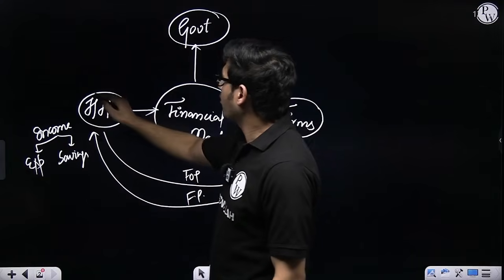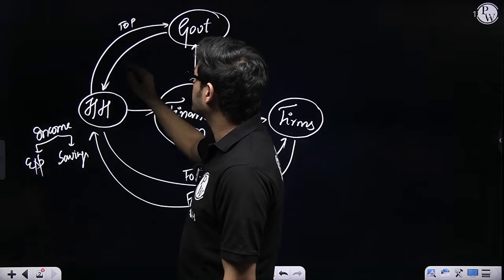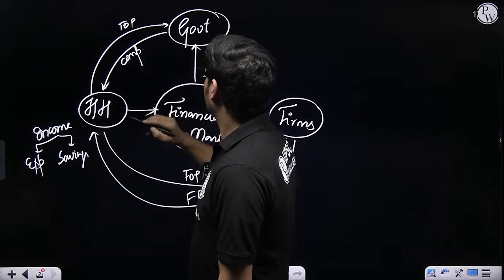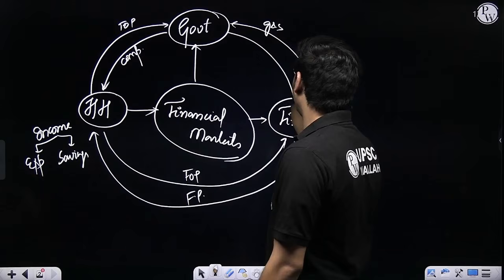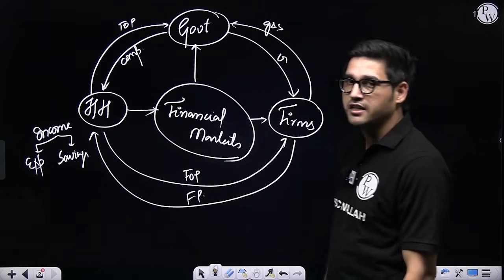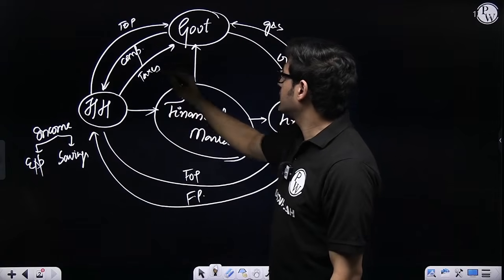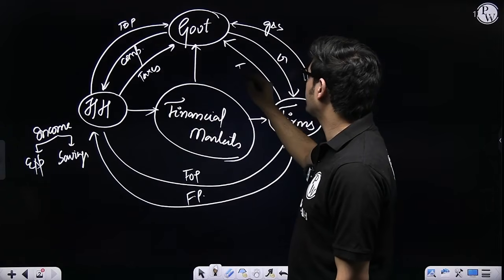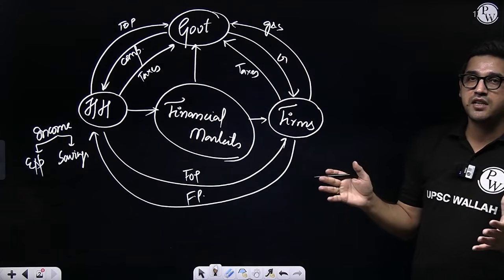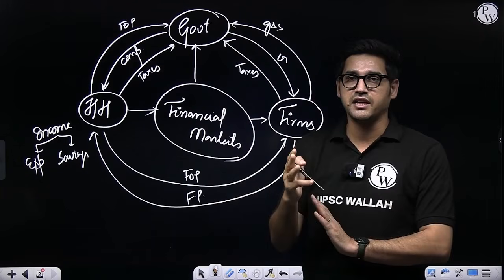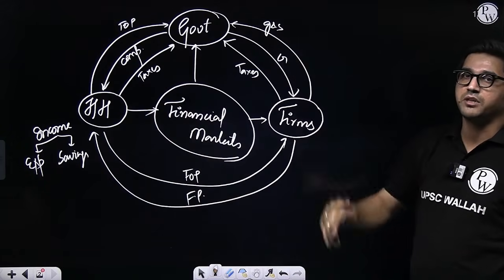Now, the government also requires factors of production which come from the households, and the government gives them compensation. The government buys goods and services from the market. The government makes an expenditure which is called government expenditure. The government also taxes both the households as well as the firms. This is exactly what happens in any economy. There will be three major agents: households, firms, and the government.